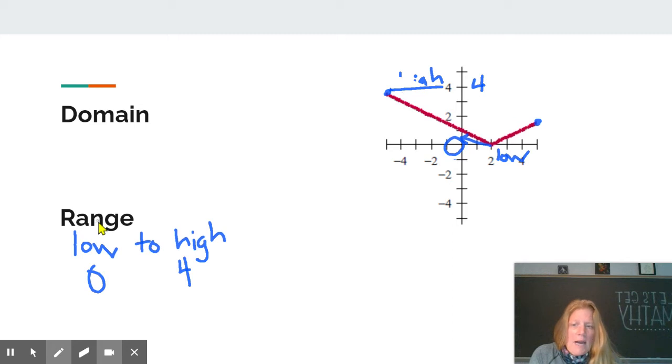And again, the range is the set of all dependent values. So we're going to say y, which is the axis that refers to your dependent values. So y is greater than or equal to 0, and also less than or equal to 4.